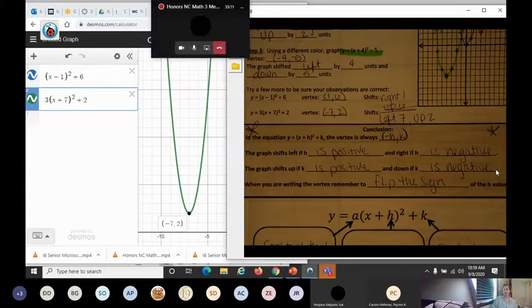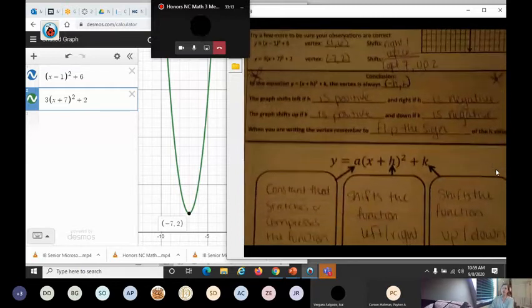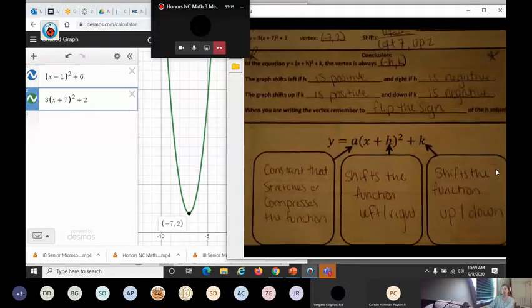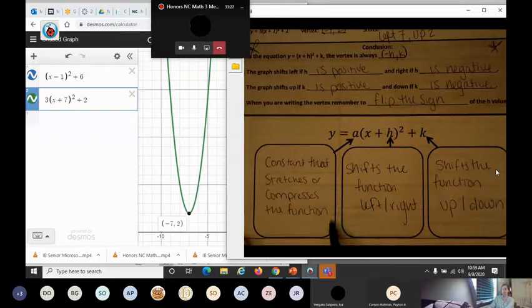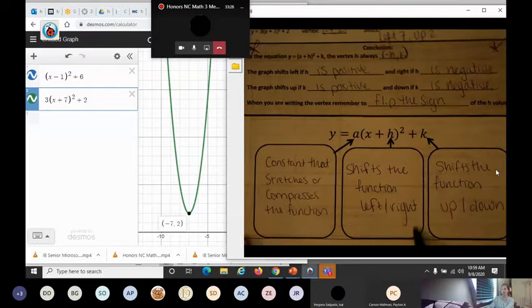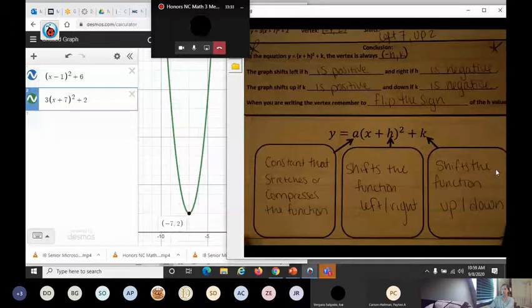Okay, on Thursday, we went through what each of these variables represents. We talked about how a stretches or compresses the function, how h shifts the function left or right, and how k shifts the function up or down. So you should have all that written down from Thursday. All right, I'm going to go ahead and flip the paper. Are there any questions before I flip?